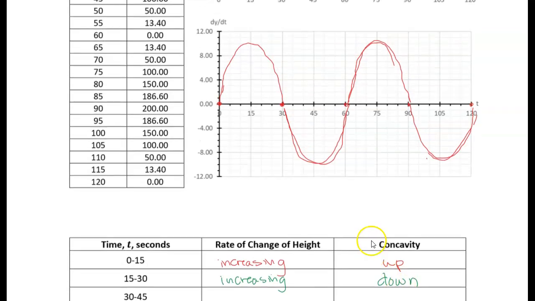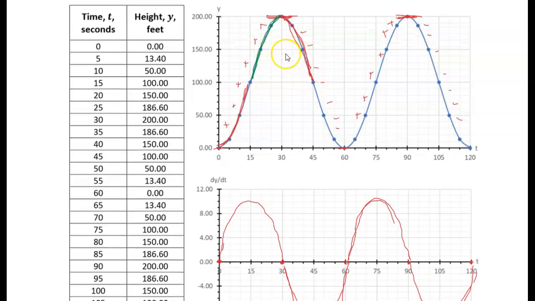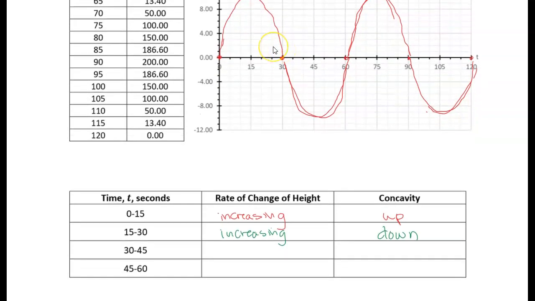All right. Let's look at the next section here, between 30 and 45. Now you can see it's decreasing, but it's still concave down, because the slope is negative and it's becoming more negative. More negative is less, so the slope is decreasing. So the concavity is concave down. So it's decreasing and is concave down.